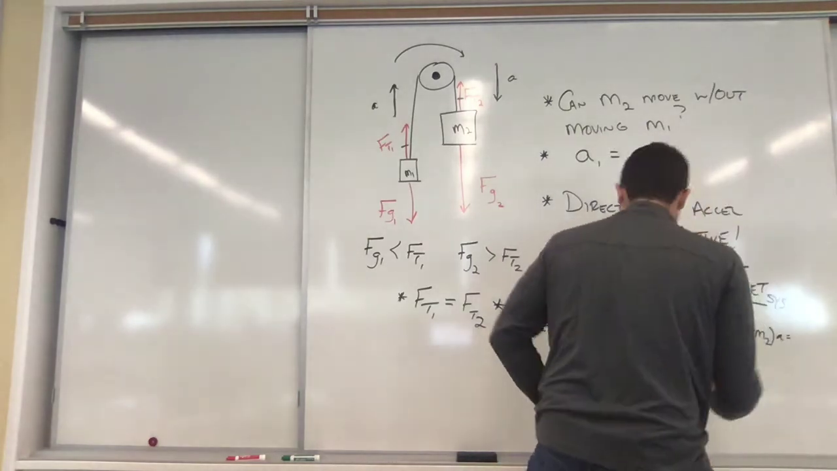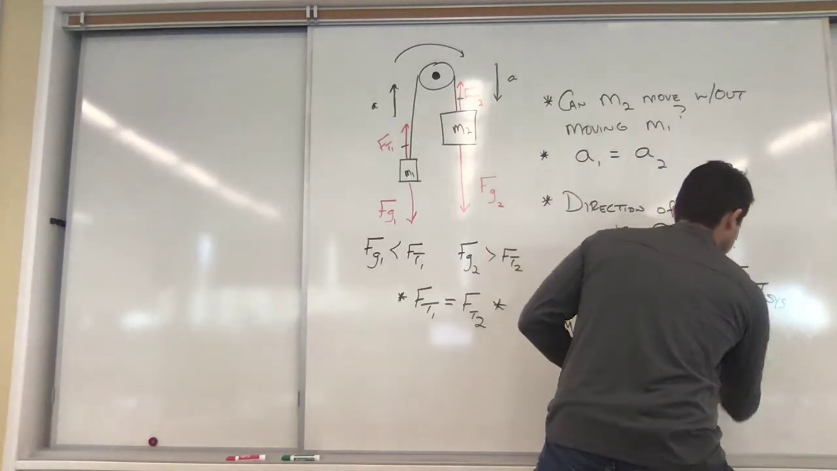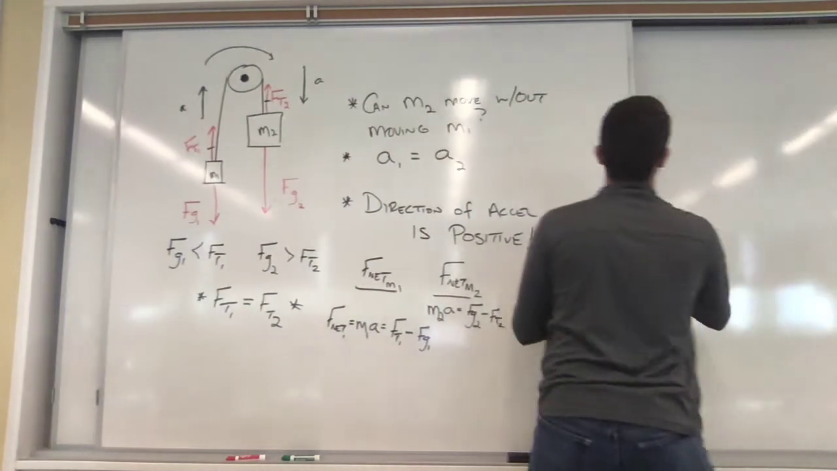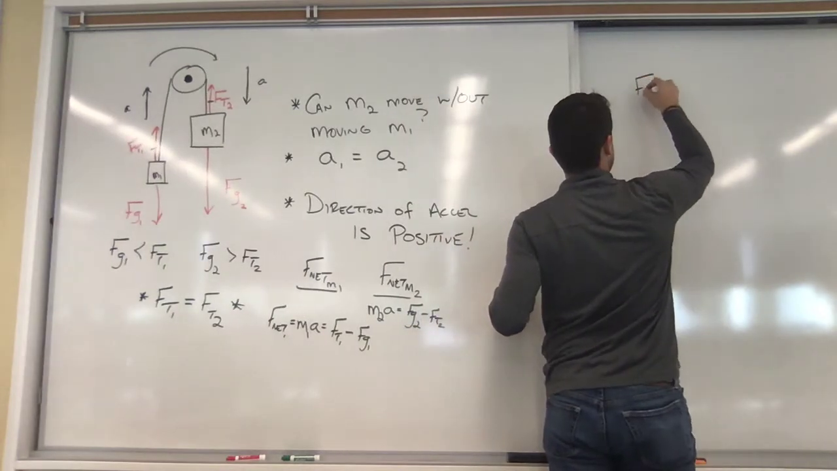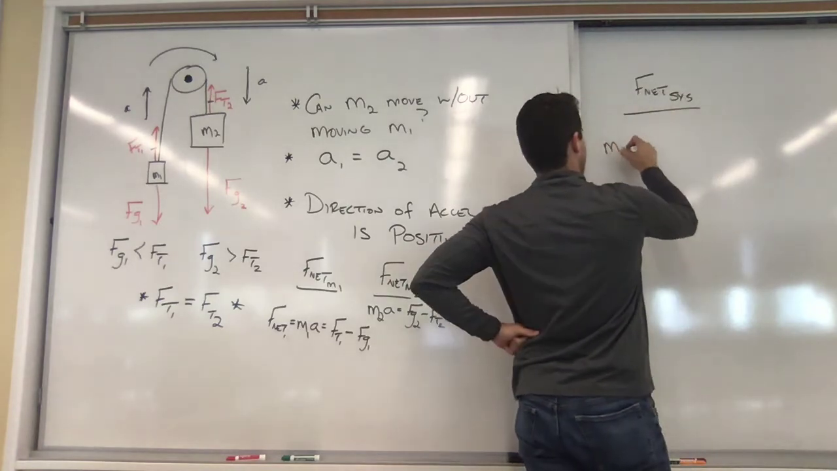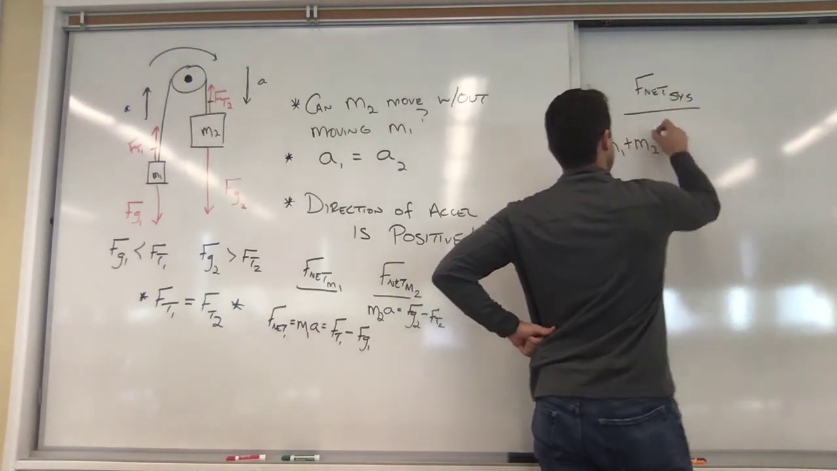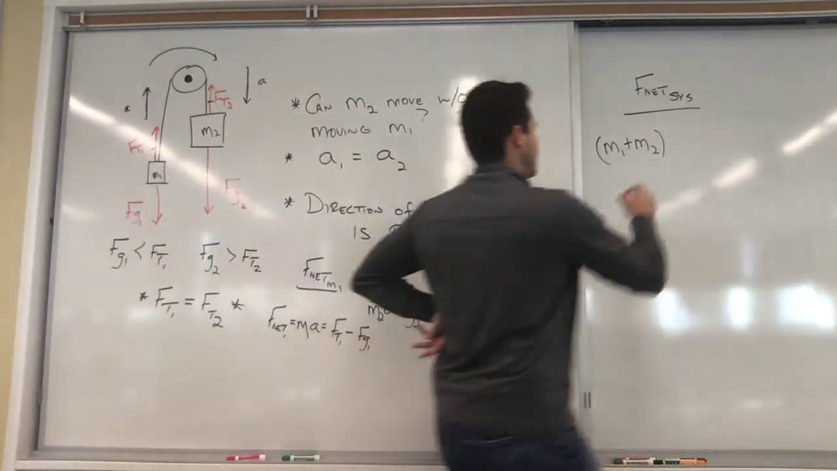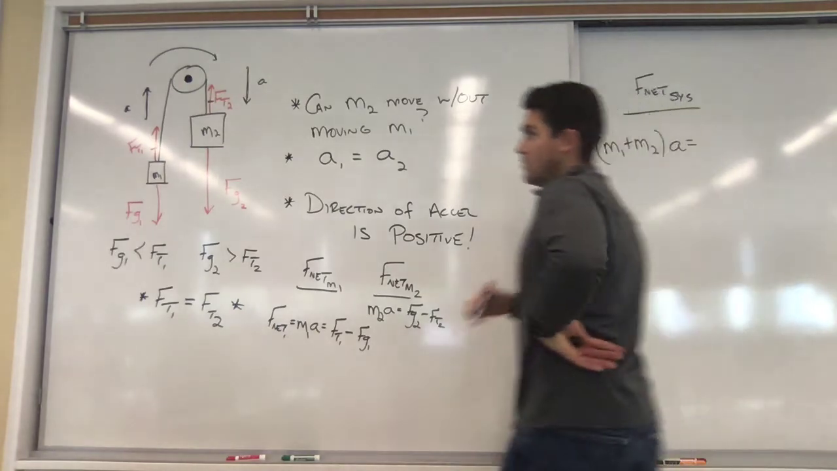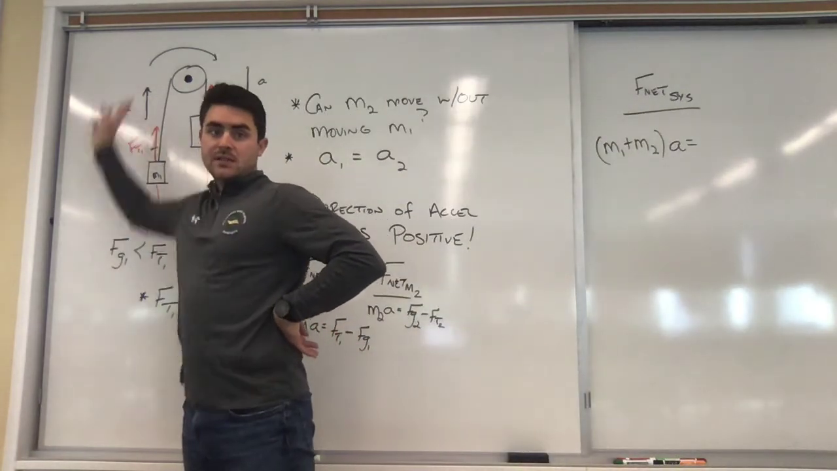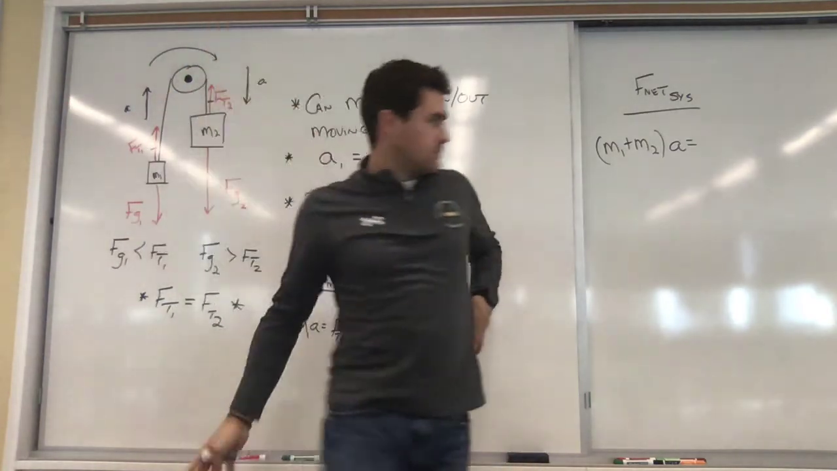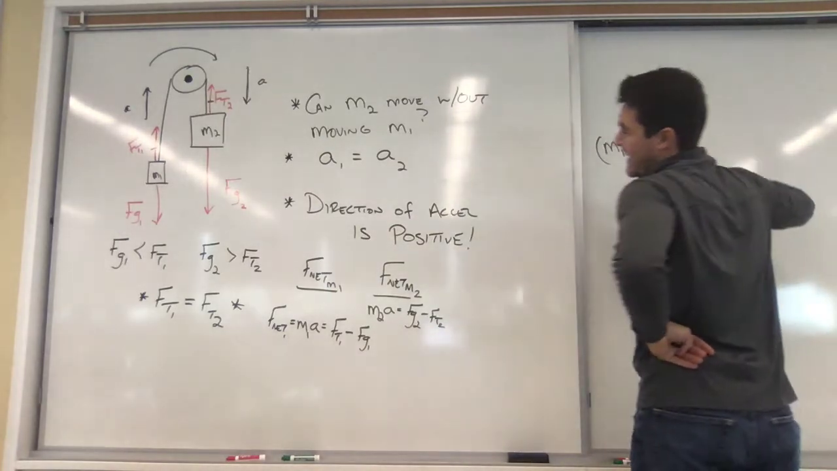And lastly, we have the whole system, which is mass 1 plus mass 2 times the acceleration is equal to, oh boy, I need more space. Let's bring it over here. For the whole system, F-net system is mass 1 plus mass 2, because they're in the whole system, times the acceleration, which is equal to, remember, positive if it's up over here, positive if it's down over here. Positive up, positive down.